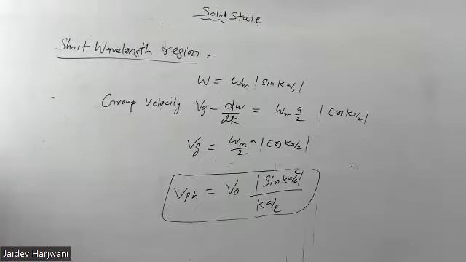So Vph upon V naught. That maximum value can be what? K tends to 0, maximum value can be 1. And this is a sine curve. So how will the graph come? So this graph will come like this.